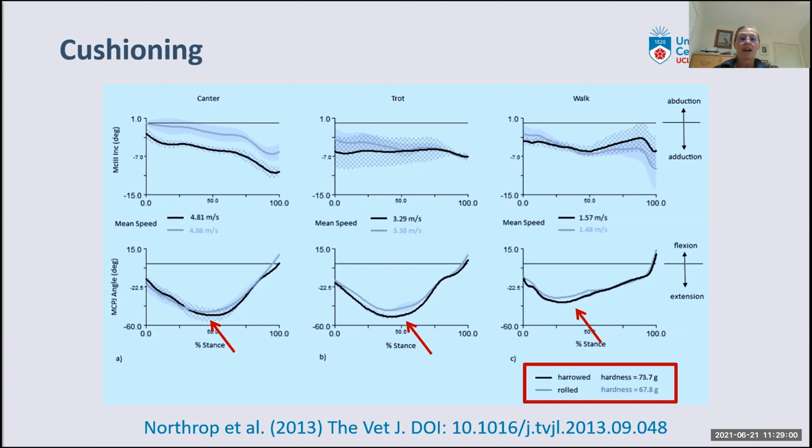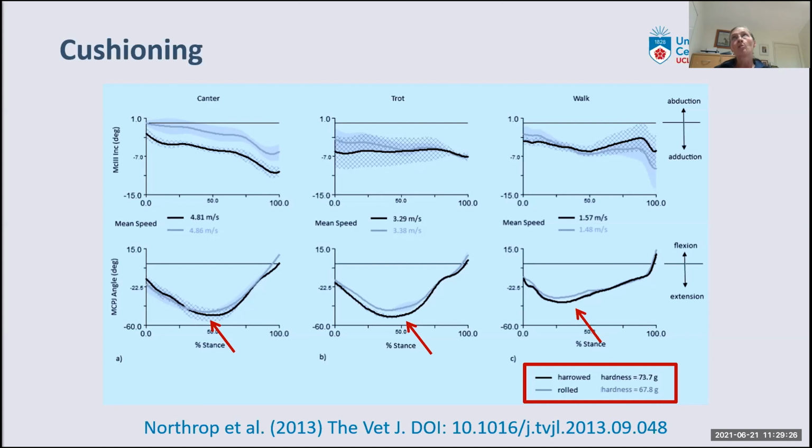We also had a look at, because the limb swung in a little bit more on the harrowed surface, whether there was a correlation. So was it that the horse was standing underneath itself a bit more, so there's more body weight on the limb, and that would have given us more fetlock extension? And actually there was no correlation, so we didn't find that.